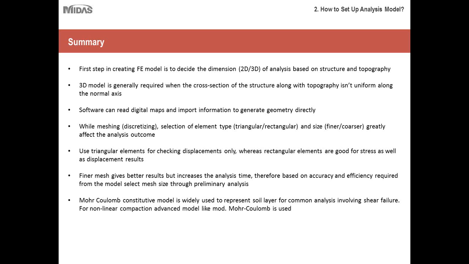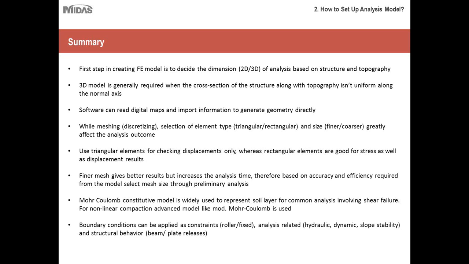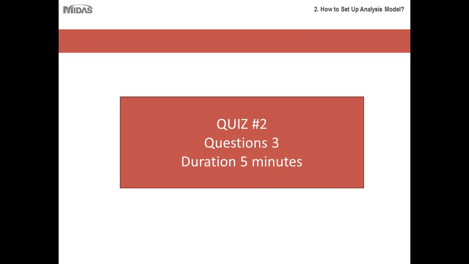Then Mohr-Coulomb constitutive model is widely used to represent soil layer for common analysis involving shear failure. But for nonlinear compaction, advanced models like modified Mohr-Coulomb should be used. And the boundary conditions can be applied as constraints such as roller or fixed, analysis related such as hydraulic, dynamic, slope stability, and structural behavior related such as beam or plate and releases.